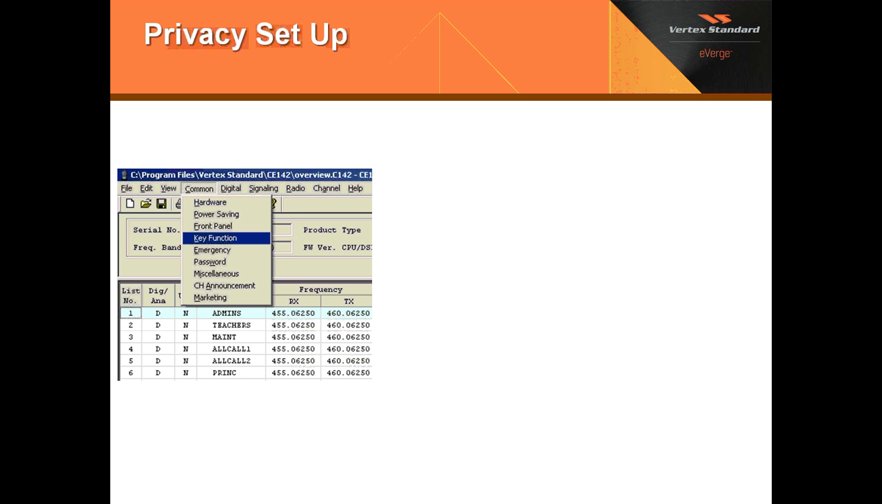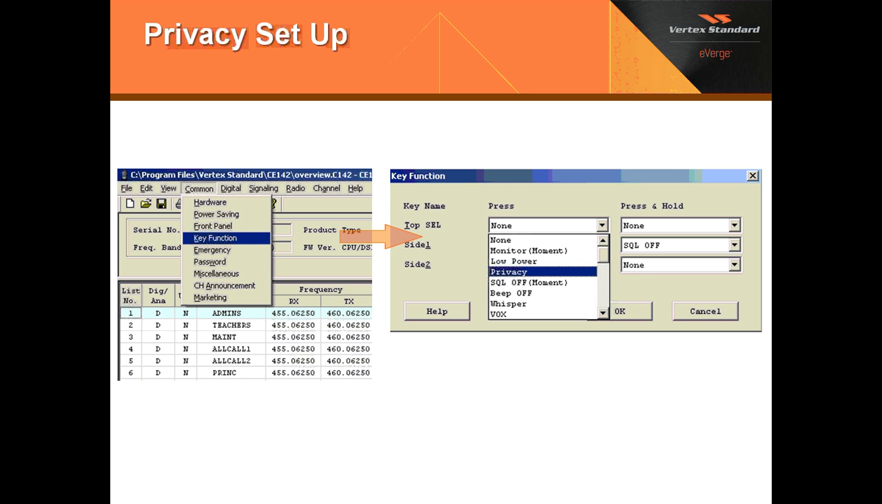Next, we're going to click on common and key function. This will allow us to set up a button press to turn on and off privacy. You can do that by selecting privacy from your pull downs for one of your buttons.